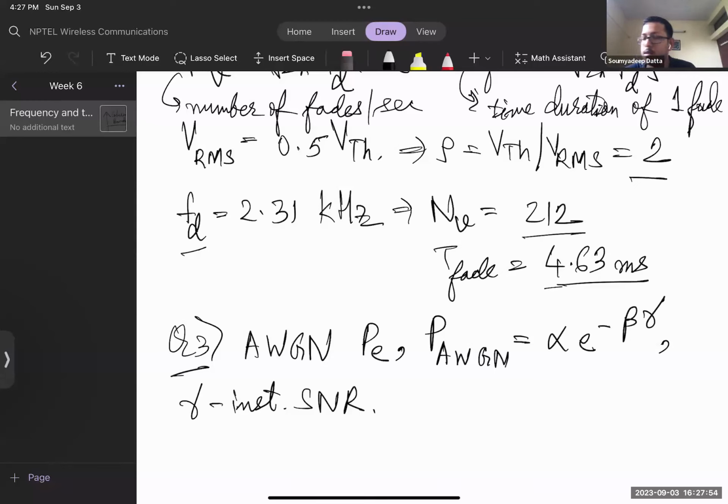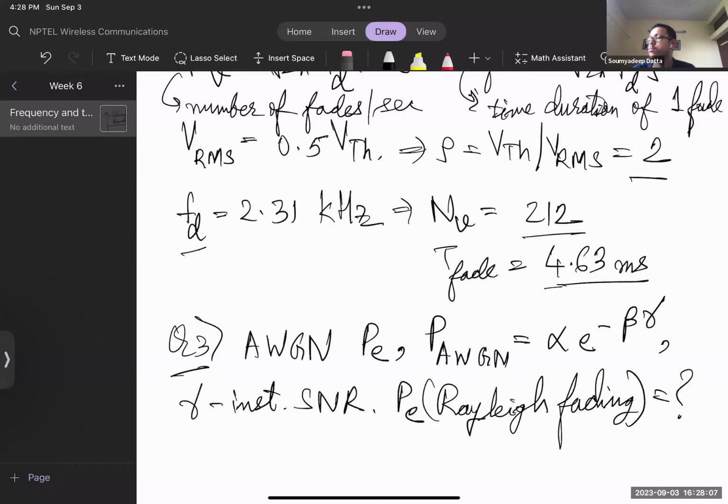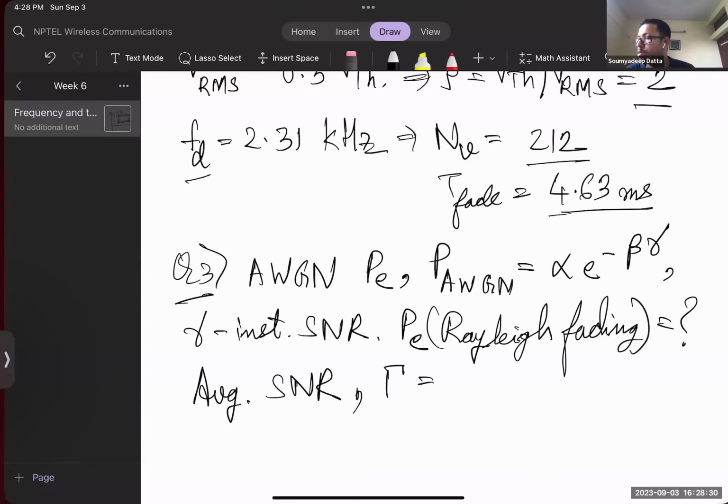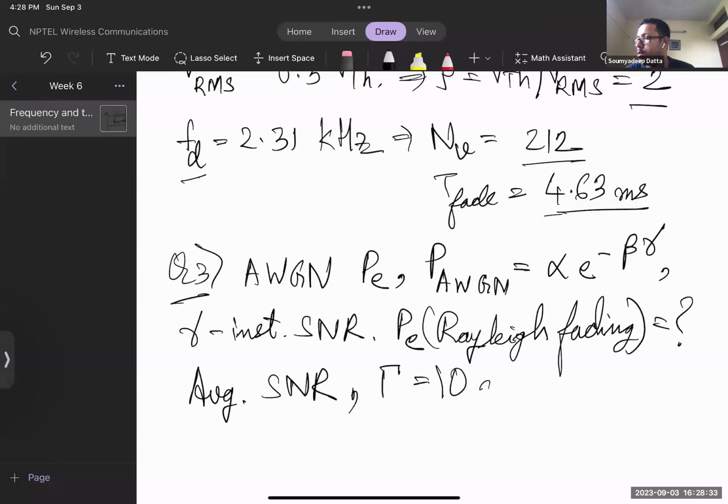I hope we are all familiar with that. So now you are asked what is the probability of error for Rayleigh fading, and you are told that the average SNR for this signal that you are sending, which you denote as capital gamma, is let's say 0 dB or 10 dB. Now we can make it 0 dB. 0 dB is the average SNR.